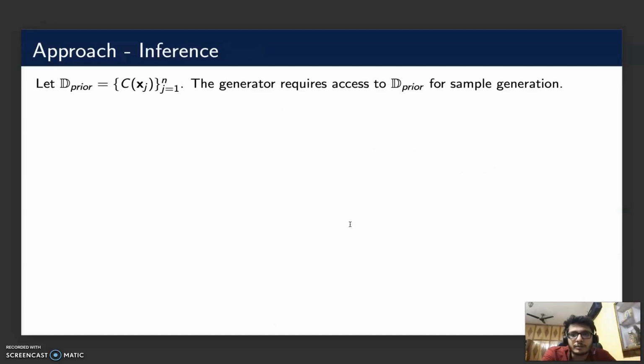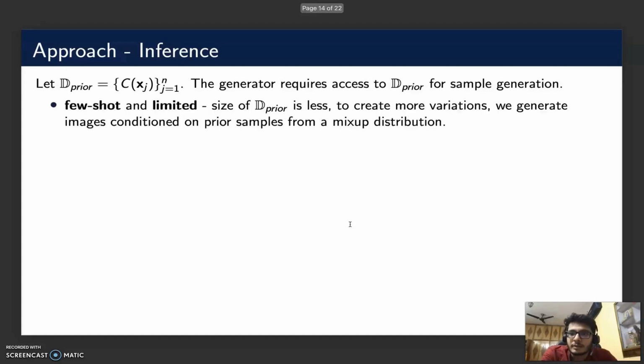We now move on to inference. Since in our training we use data instance prior, we require the same in the inference also. So to have access to these data instance priors, we define a set D prior, which contains the data instance priors of all the training samples. We consider two cases. The first one is few shot and limited data, where the size of this particular set is small and it is easy to store them. Hence, we can directly use it to sample the prior samples.